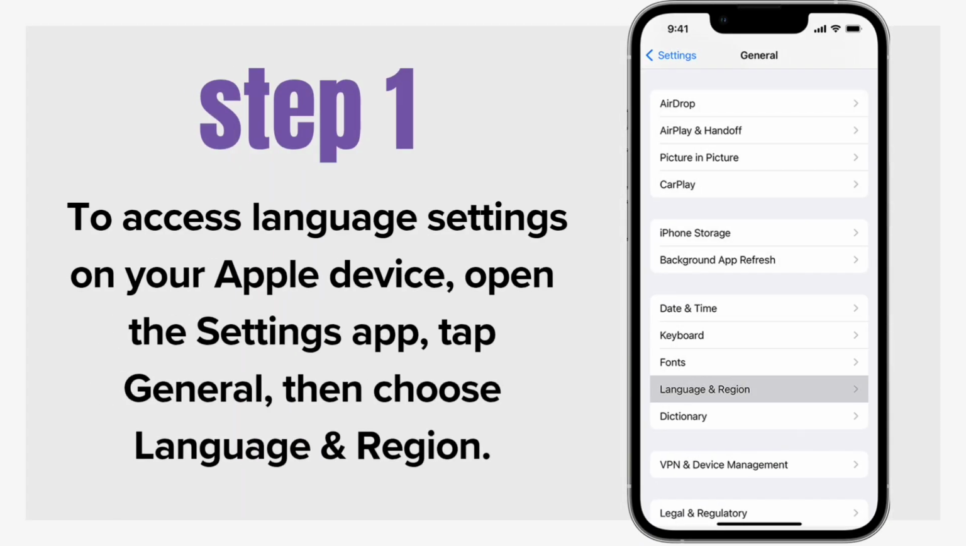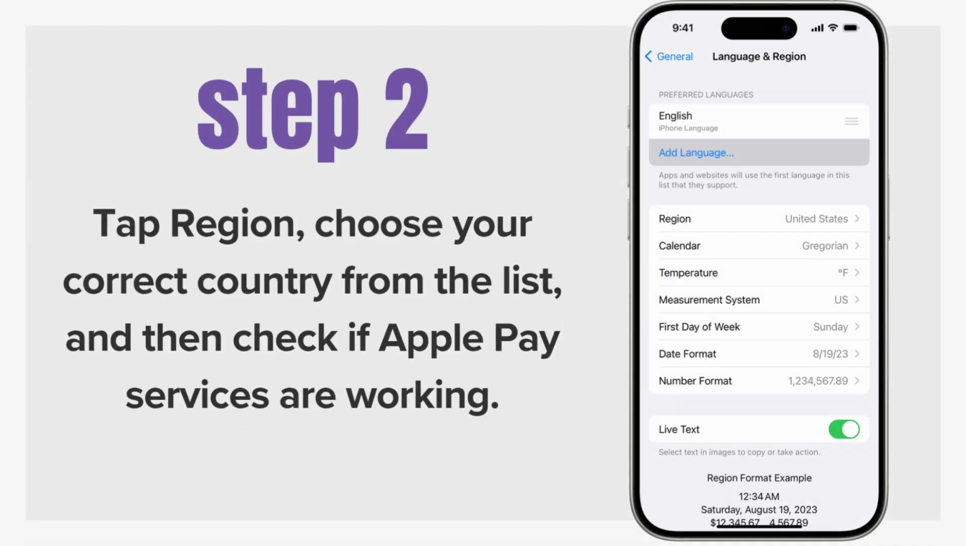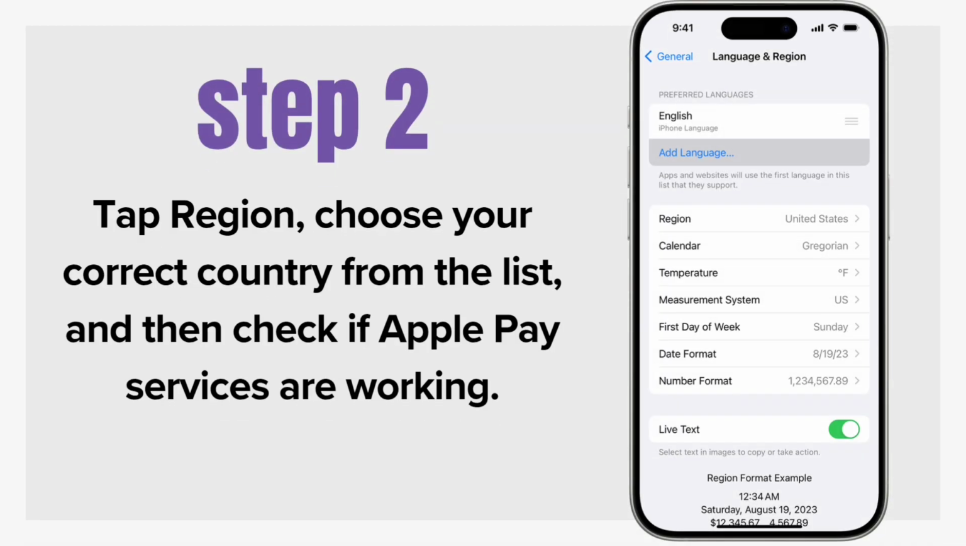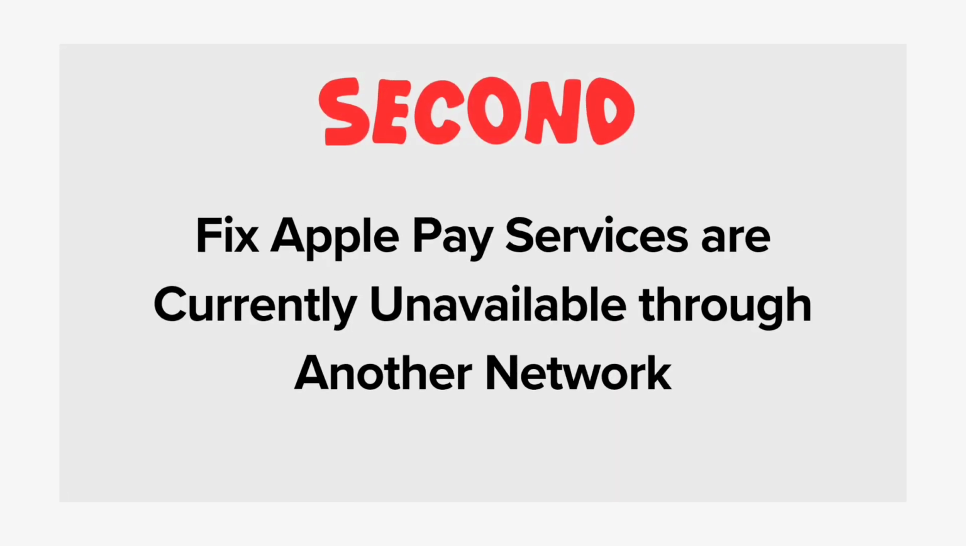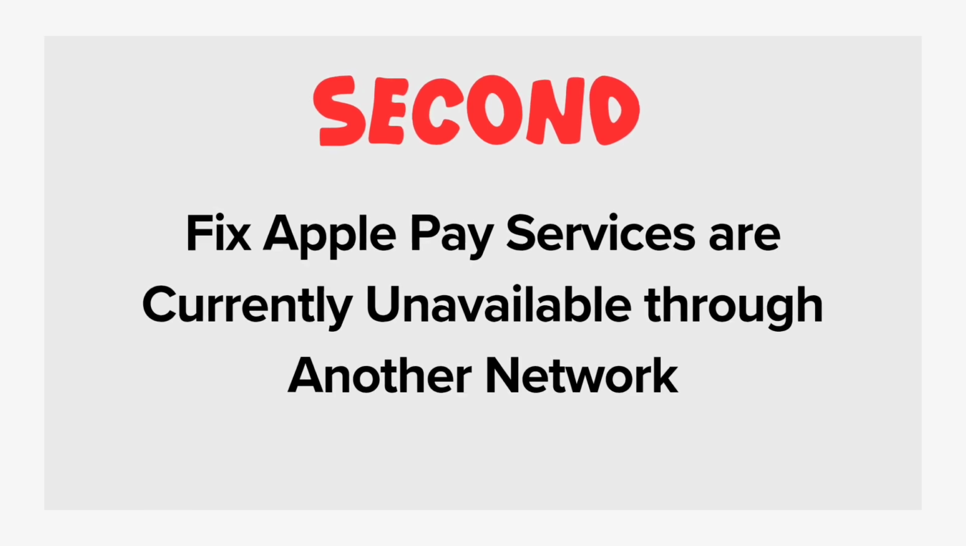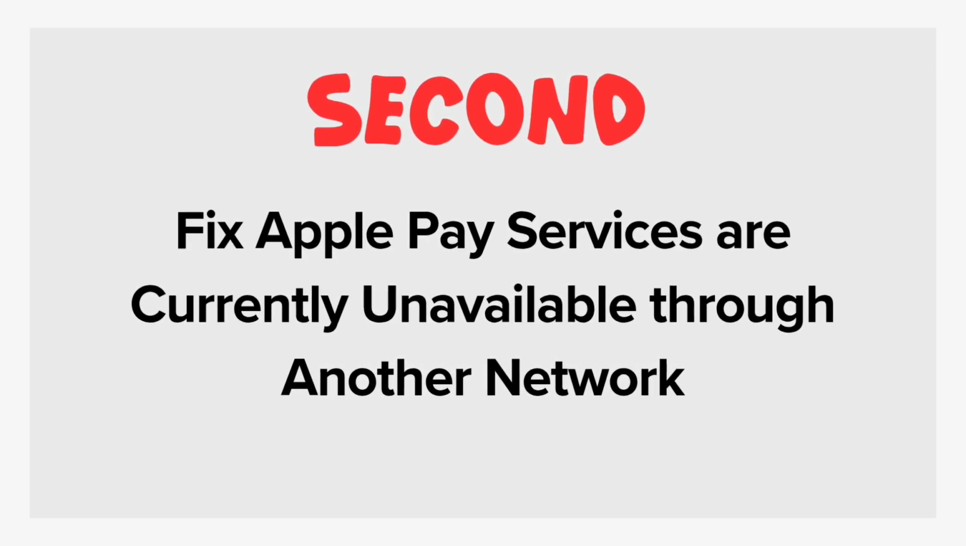Step 1. To access language settings on your Apple device, open the Settings app, tap General, then choose Language and Region. Step 2. Tap Region, choose your correct country from the list, and then check if Apple Pay services are working. Second, fix Apple Pay services are currently unavailable through another network.